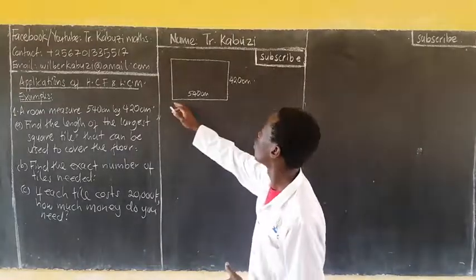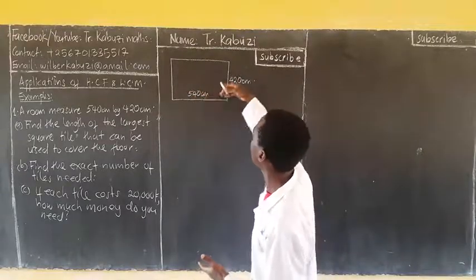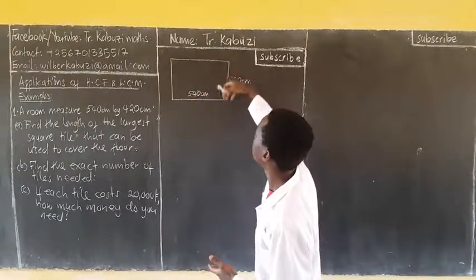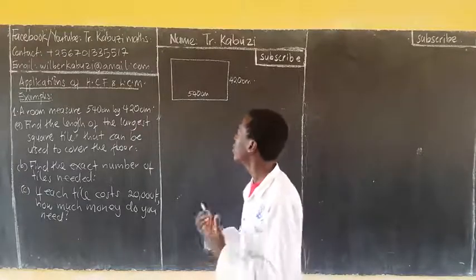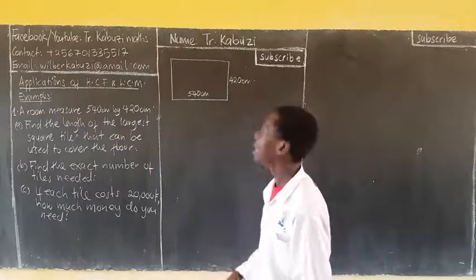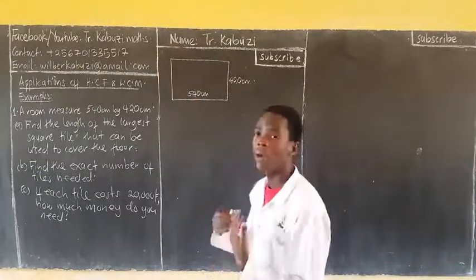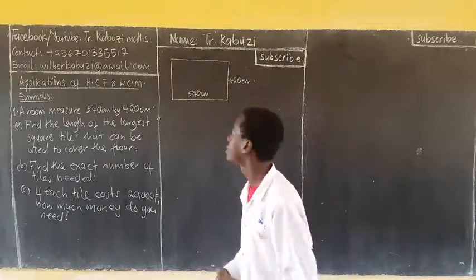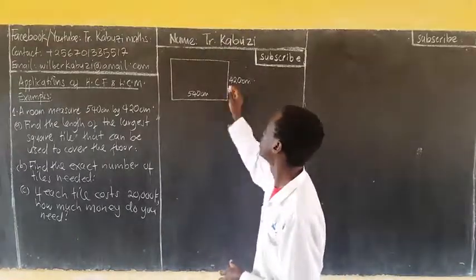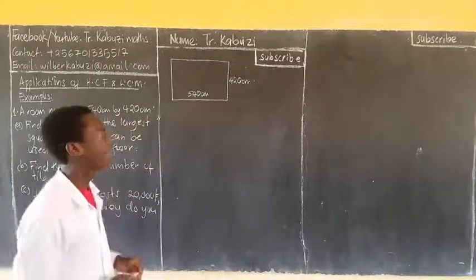So, I want to know the largest length of the square tile that is going to fit here and also fit in the width. Now, that means the length of that tile should be dividing the length and also the width. In simple terms, that calls for the highest common factor of these two numbers. So, to do that, you know how we get it.